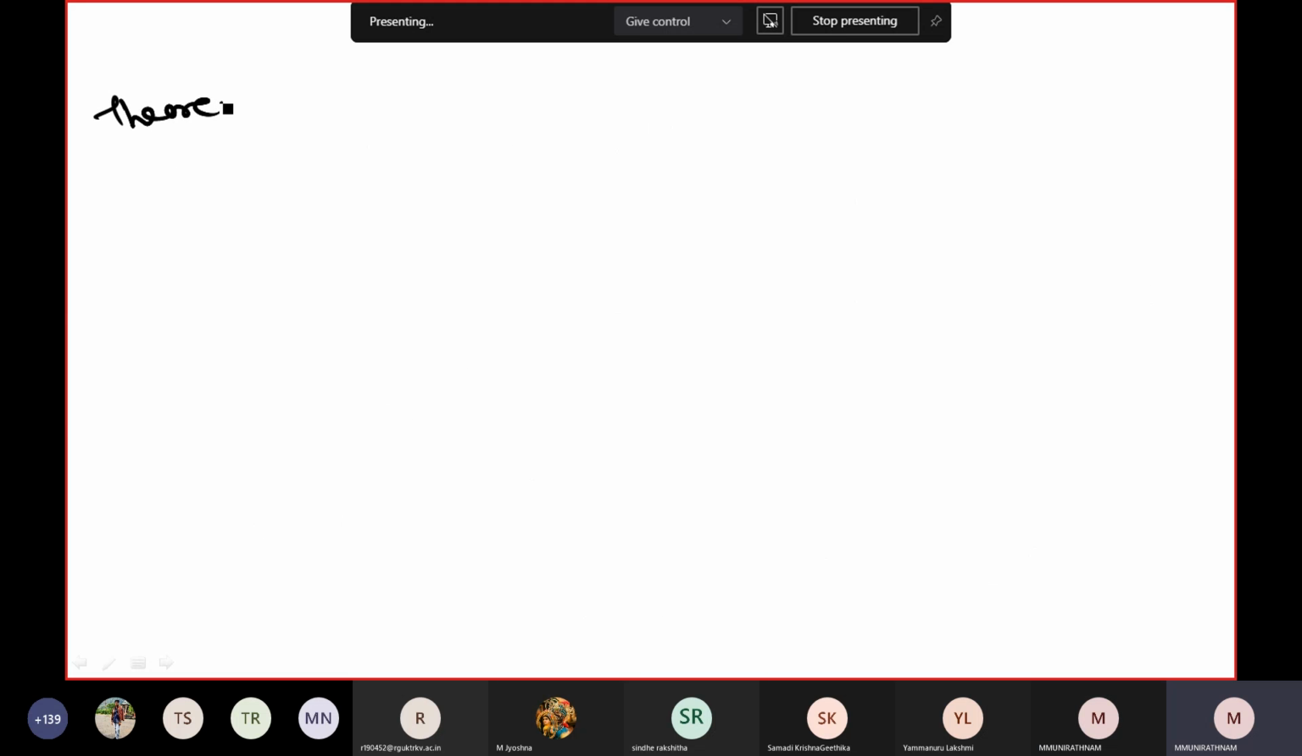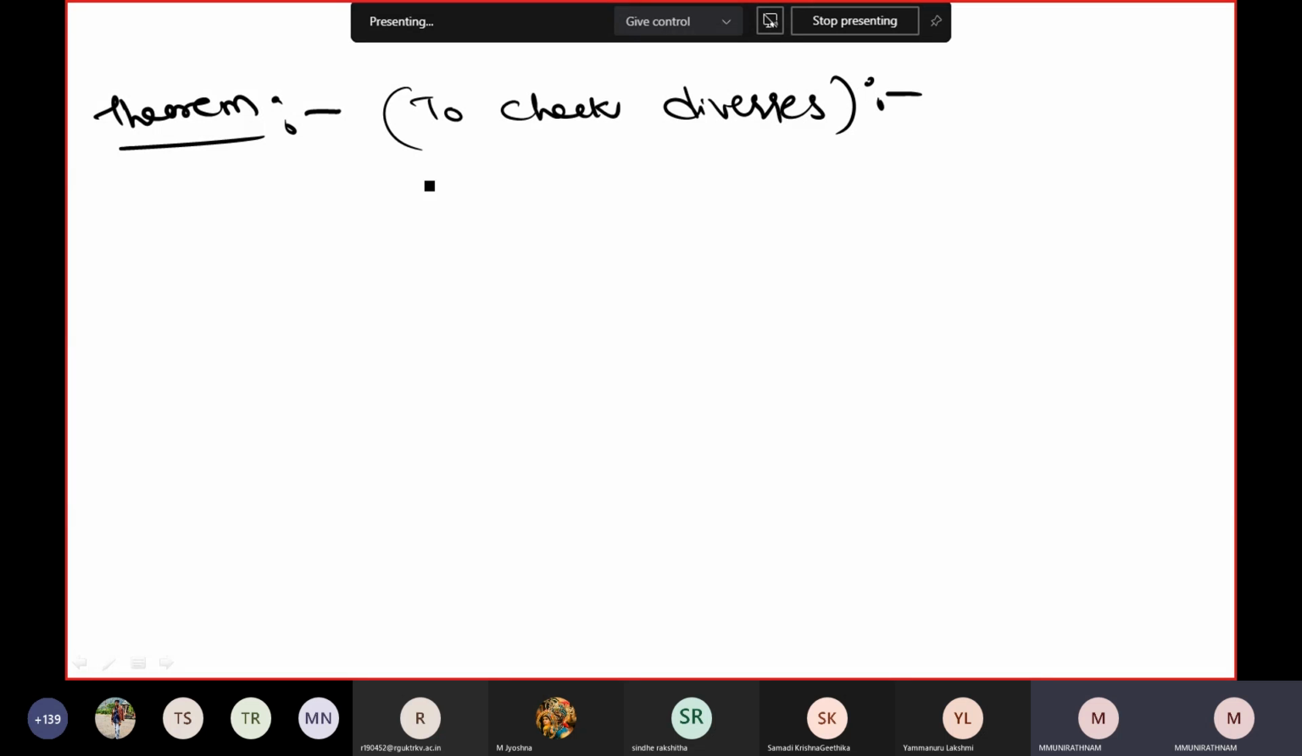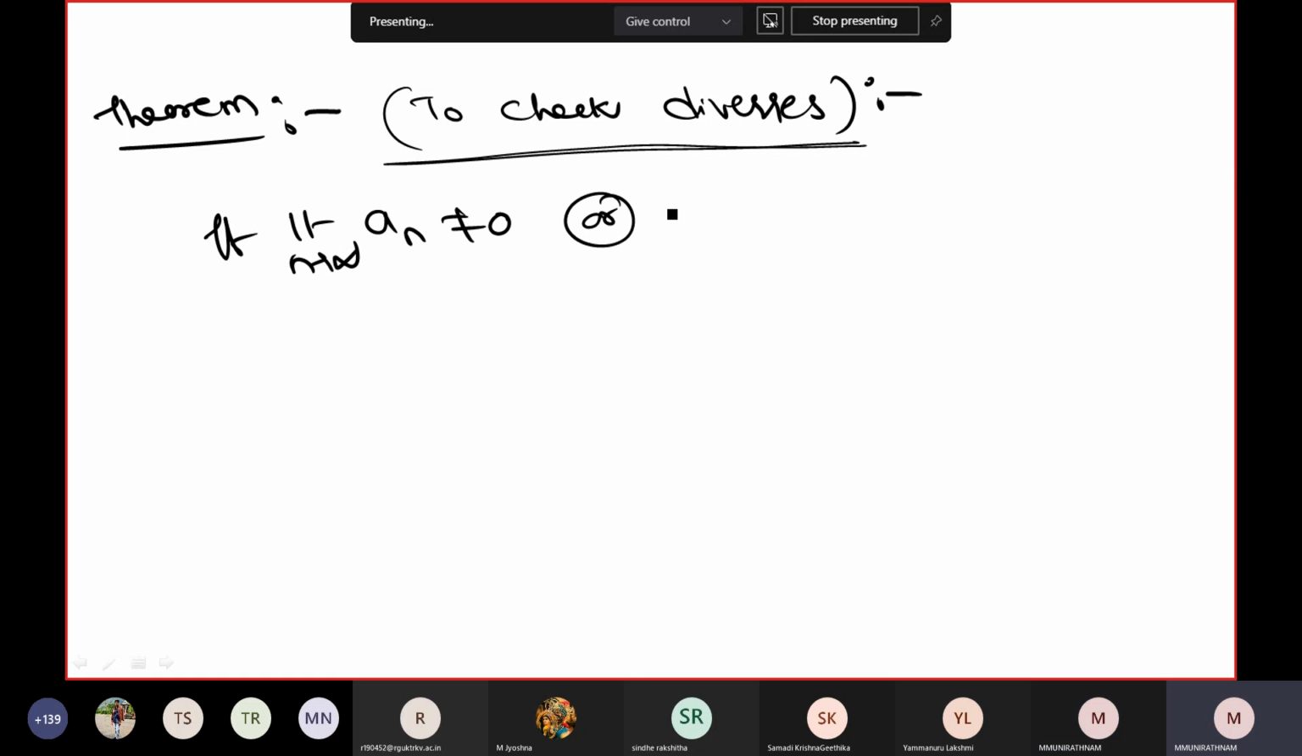Next theorem. This is a very important theorem to check divergence. Checking whether a series diverges is very easy. If the limit of a_n as n tends to infinity is not equal to 0, or infinity, or fails to exist.